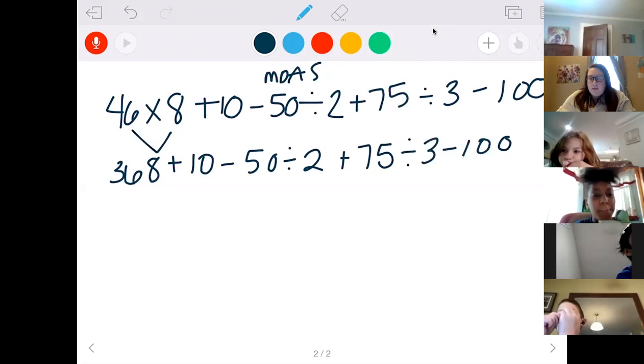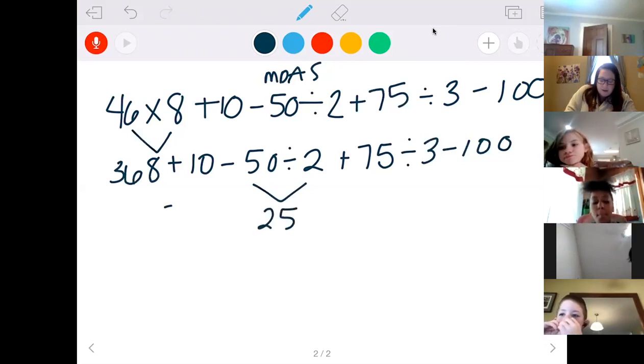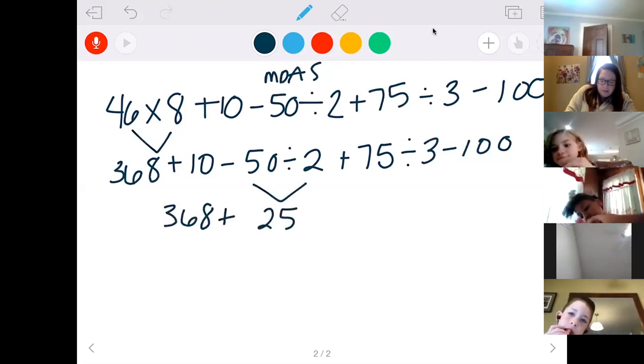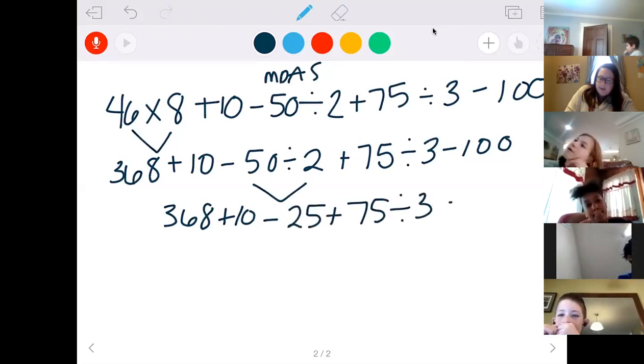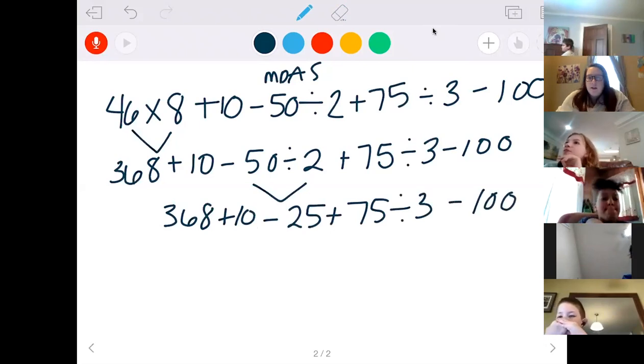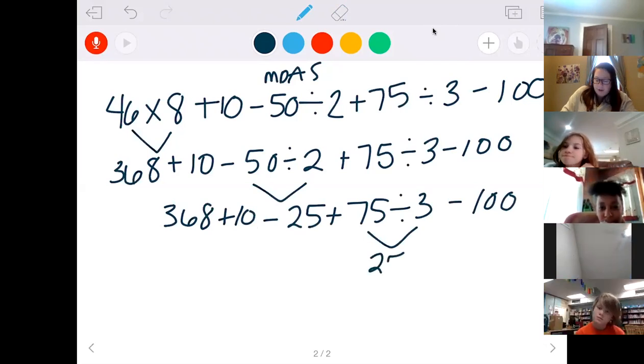So the next thing I want to do is look for any division or multiplication, and I get here, 50 divided by 2 is 25. So I'm going to write 368 plus 10, scoot that over a little bit, minus 25 plus 75 divided by 3 minus 100. Okay, so then I need to look for any of my last multiplication and division, which is here. 75 divided by 3 is 25. So I'm going to rewrite everything around it.